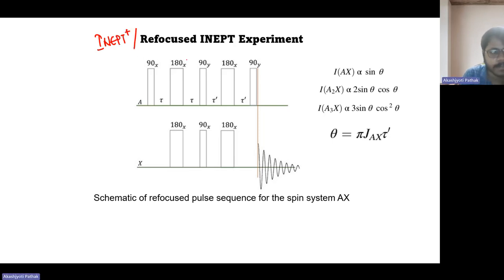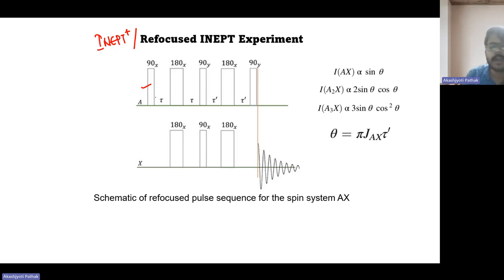Refocused INEPT experiment. So first, what do we do? First, an additional spin echo segment, similar to the first one in INEPT, is added after the last 90-degree pulses. So what happens? Why is this sequence applied?